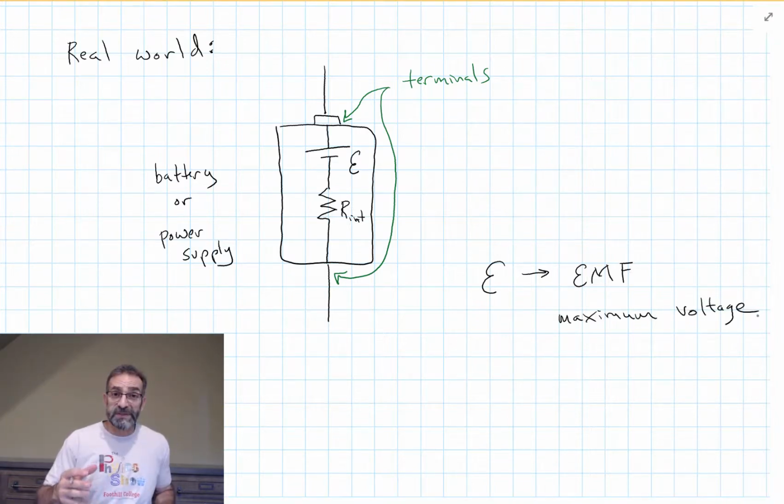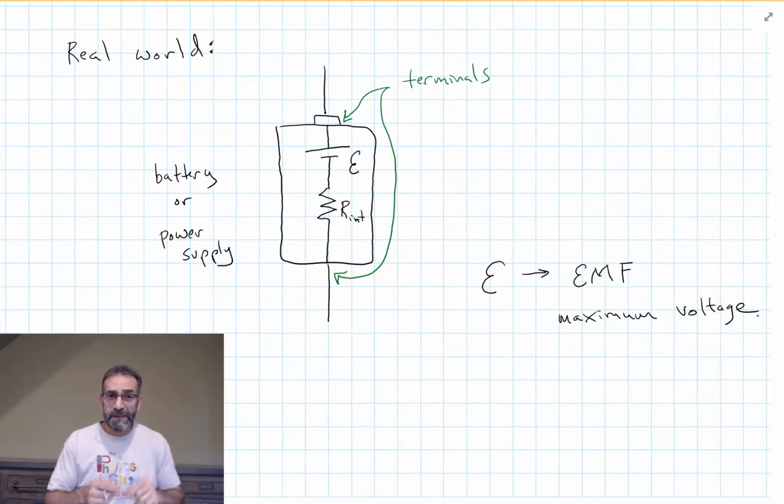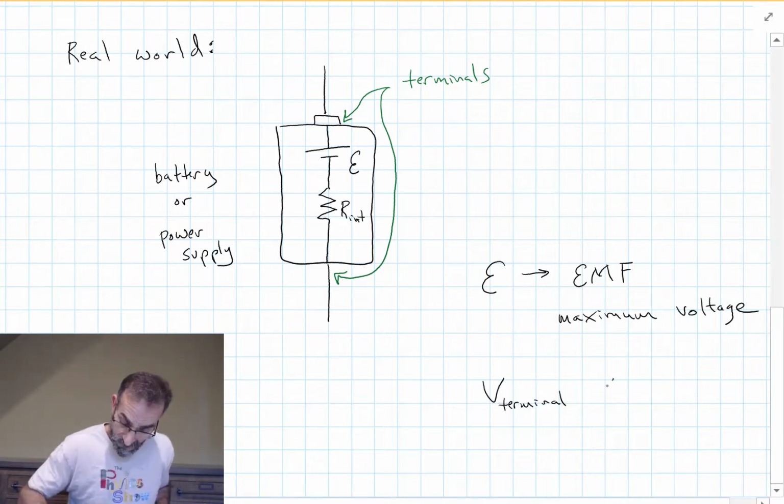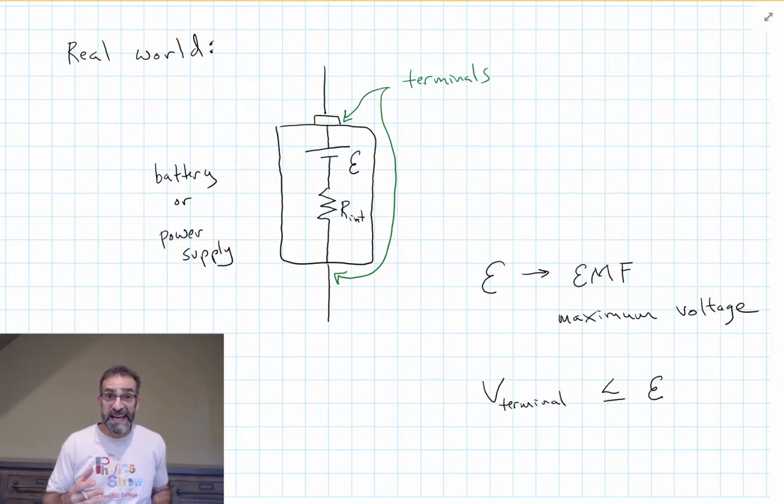The real potential difference we get from the battery is called the terminal voltage. Where we hook up our wires to the battery, what's the potential difference there across the terminals of the battery? It's always going to be less than or equal to the EMF of the battery, the maximum the battery can produce. Why is that?